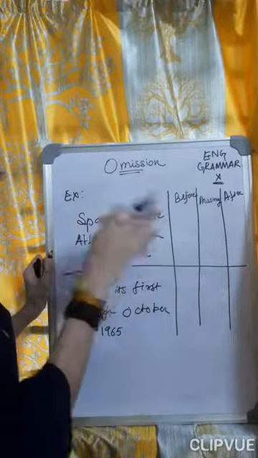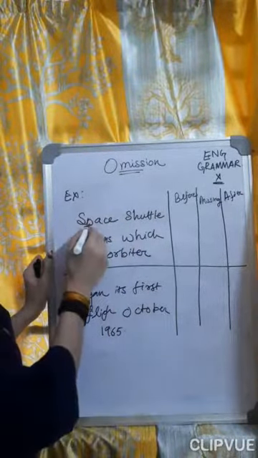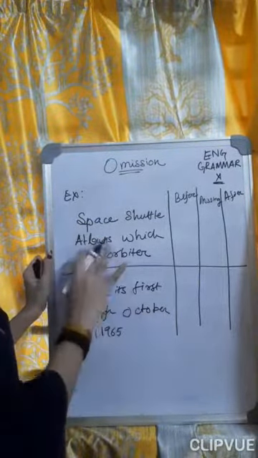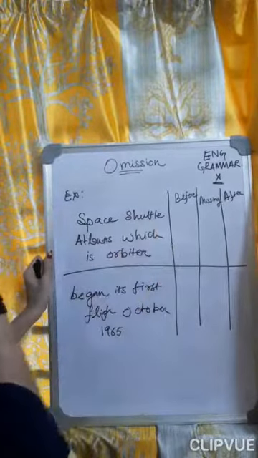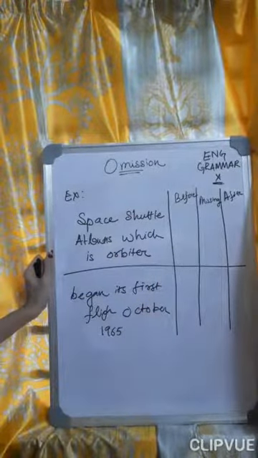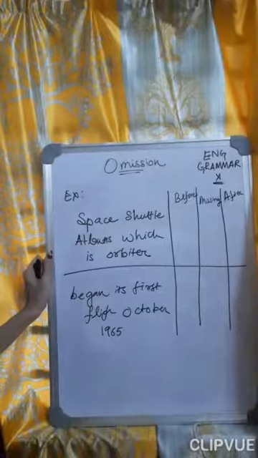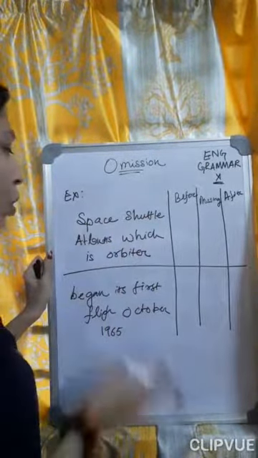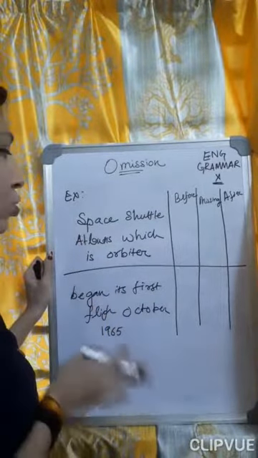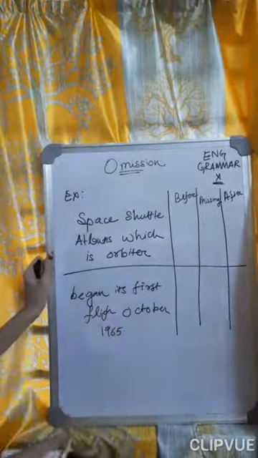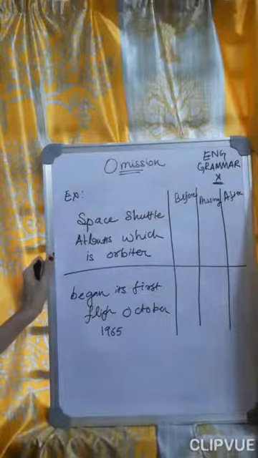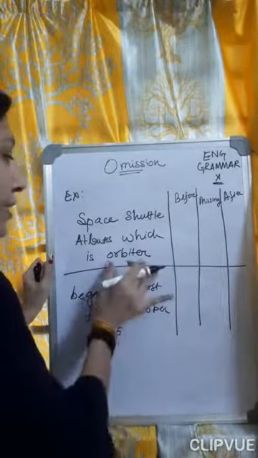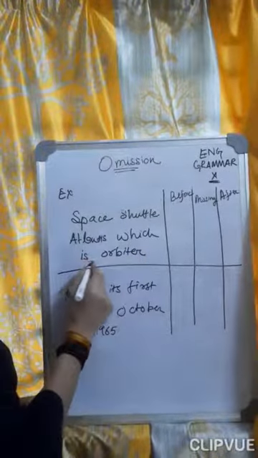As I have always said in the editing thing also, you have to concentrate on each word. The word space. Is there any problem? No. Space shuttle. There is no problem in the shuttle word. And then what? Atlantis. Is there any problem? Space shuttle Atlantis? No problem. Which is orbiter. Okay. So we know orbiter is something. It's a thing. Orbiter.